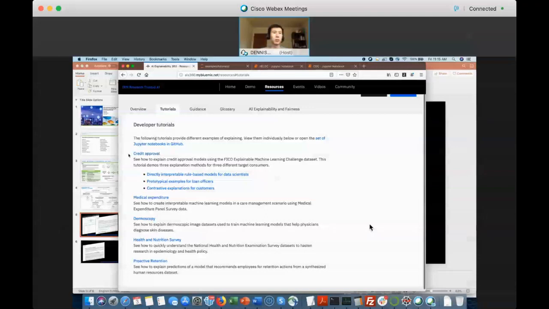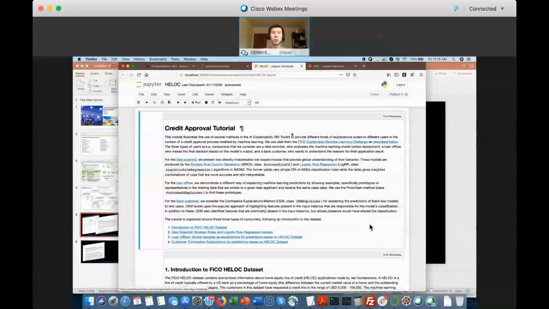What we do here is we look at a credit approval scenario through the lenses of three kinds of users. And we provide different kinds of explanations suited to those users using different algorithms in the toolkit. The data source for this notebook is the FICO Explainable Machine Learning Challenge. This was a challenge that happened in 2018, which incidentally we at IBM Research were the winners of. I'll talk briefly about that data set just below.